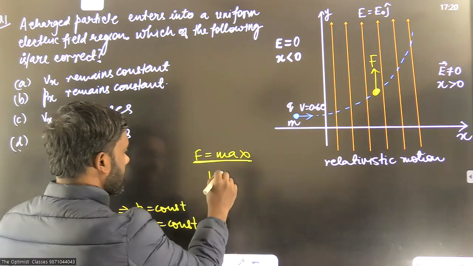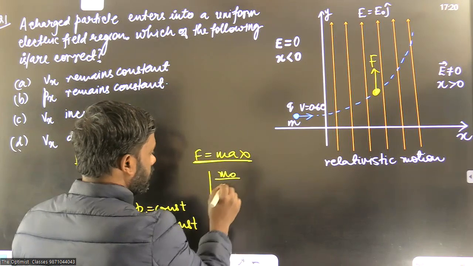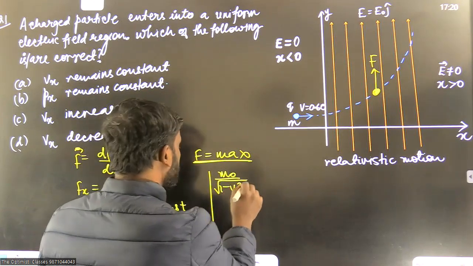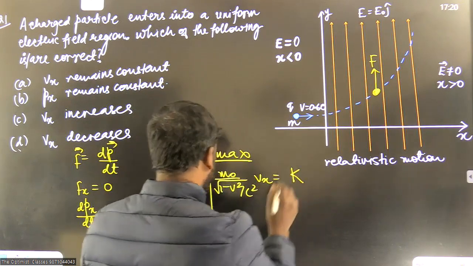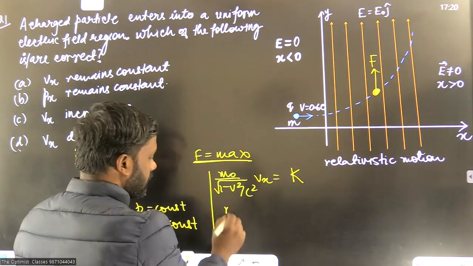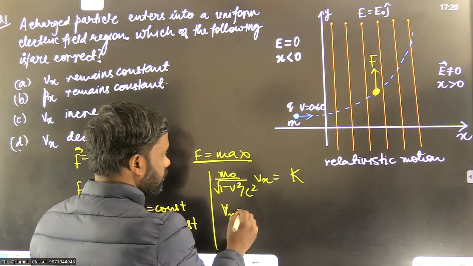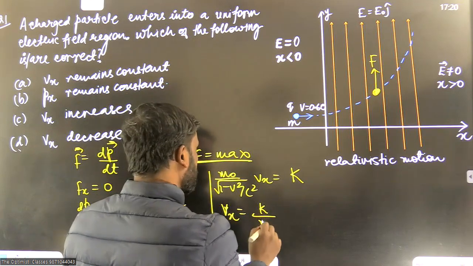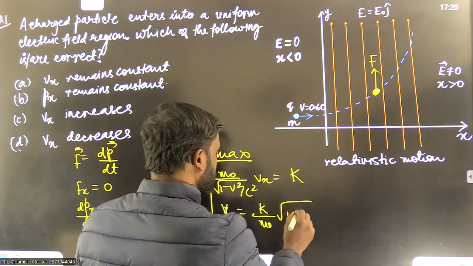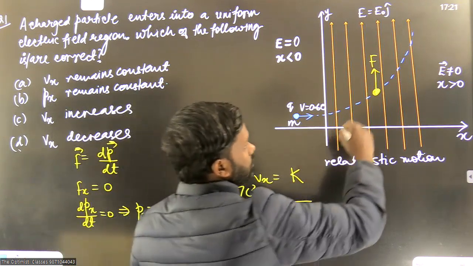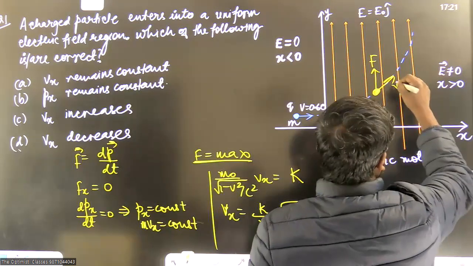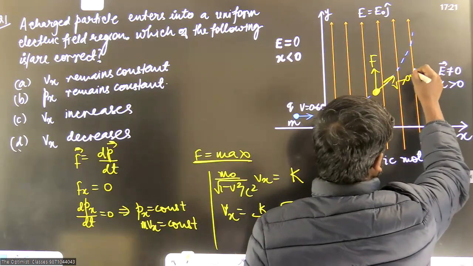Therefore m can be written as m naught divided by root under 1 minus v square by c square, and vx, that is some constant. Let's say it is k. So vx is equal to k divided by m naught, multiplied by root under 1 minus v square by c square. See here, as the charged particle moves, at some instant of time its speed is v. This v must be greater than 0.6 c.